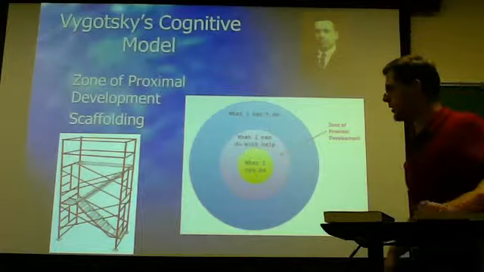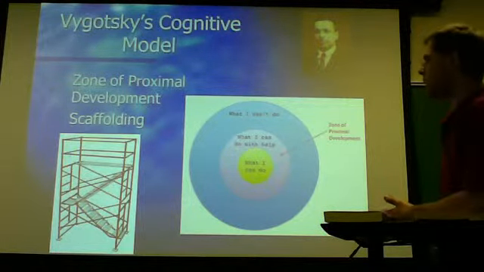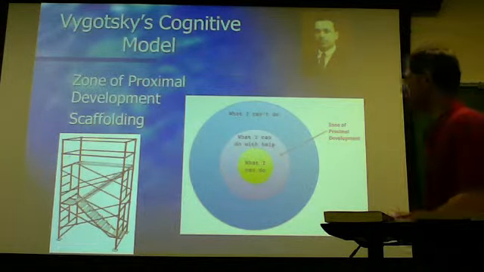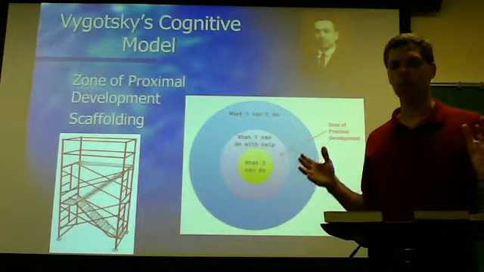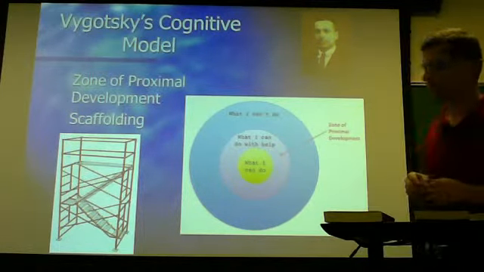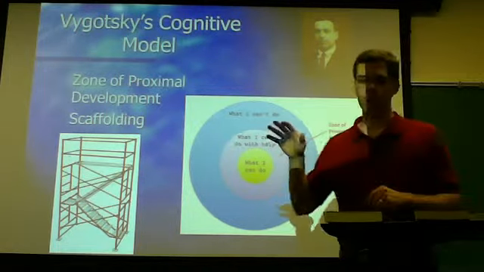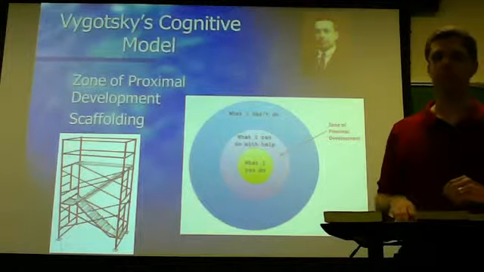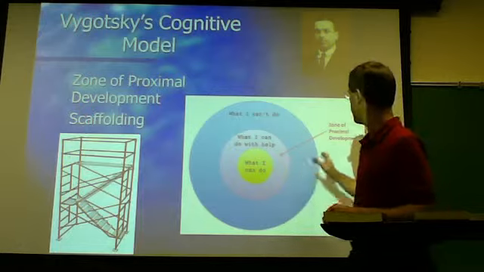Another big name in developmental theory is Lev Vygotsky, a Russian scientist who came up with the idea that the environment plays a huge role in a child's development. He says it does this through what he called the zone of proximal development, which is what is around the child that can help the child develop.